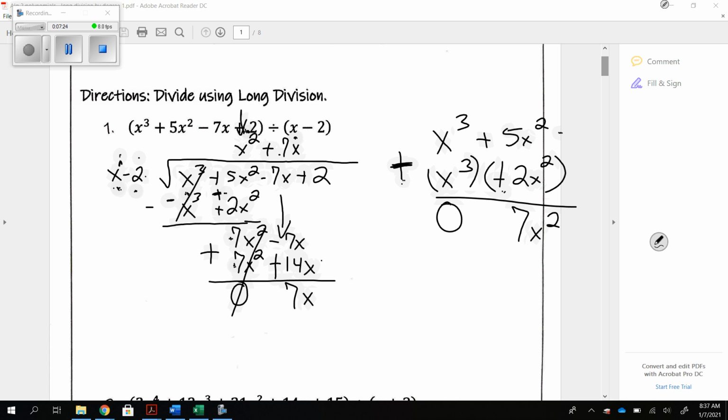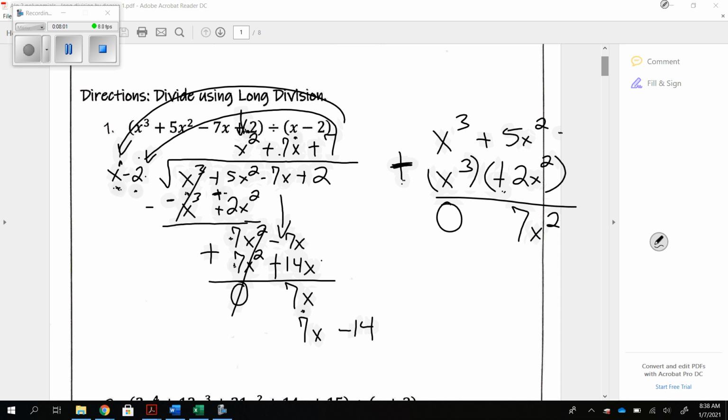So we have 7x divided by x, and we get plus 7. Then we're going to multiply it back to both of them, because the first one is just going to go under here and cancel this out. Obviously, 7 times x is 7x. All right. And then 7 times negative 2, we'll do the second one. 7 times negative 2 is negative 14.